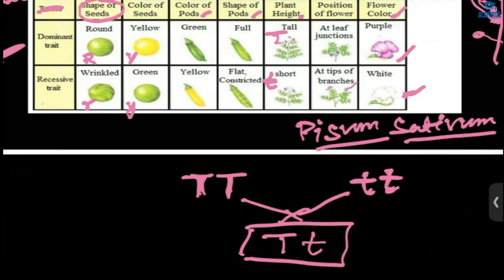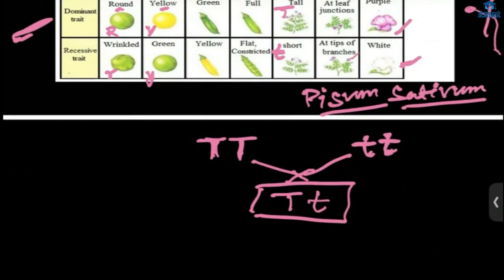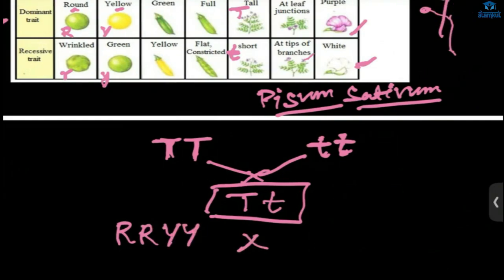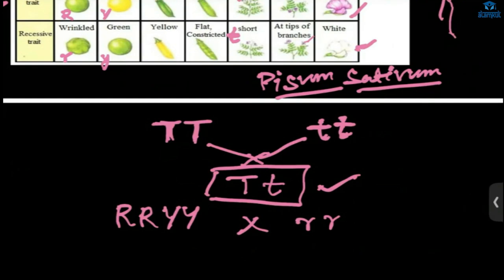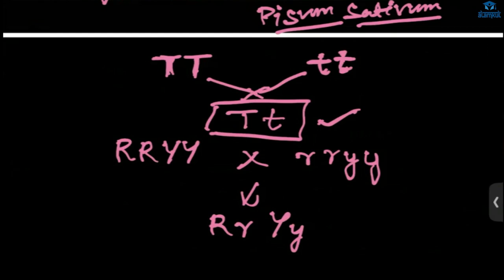Ma'am, like you did for TT and small t. Okay, you are asking if we are taking two characters. Yes, ma'am, two characters, both hybrids. See, round, yellow cross. This was a monohybrid cross, where only one character is crossed. And what I am doing now is a dihybrid cross. You will get this hybrid.